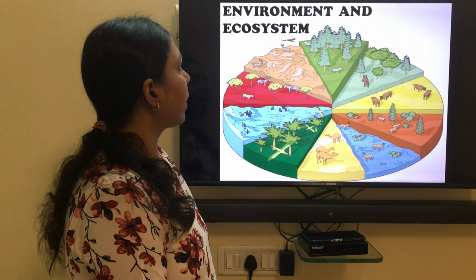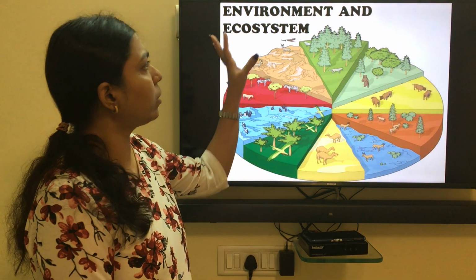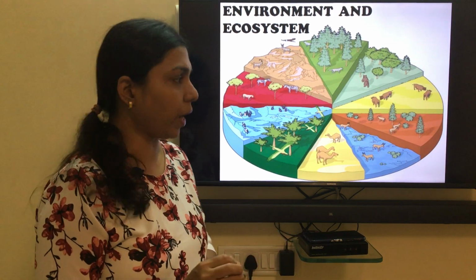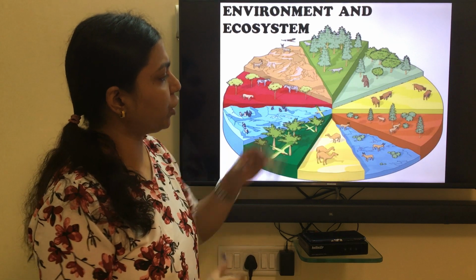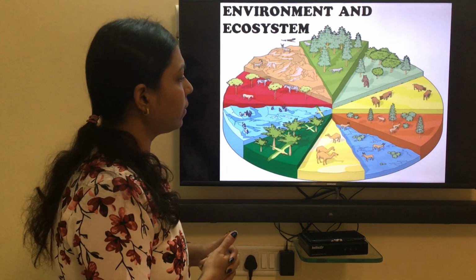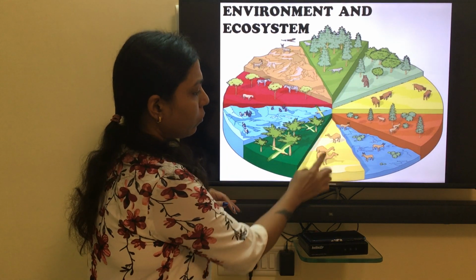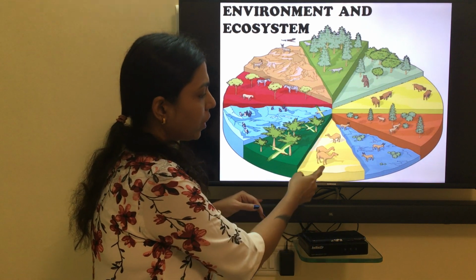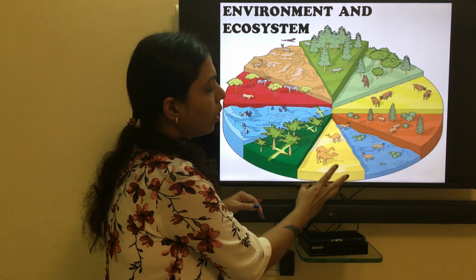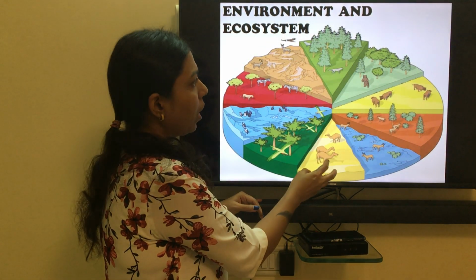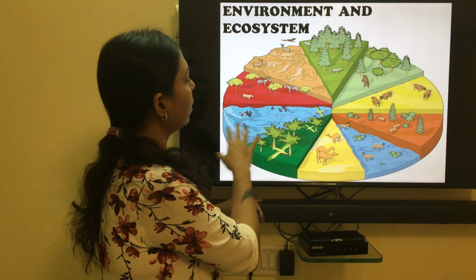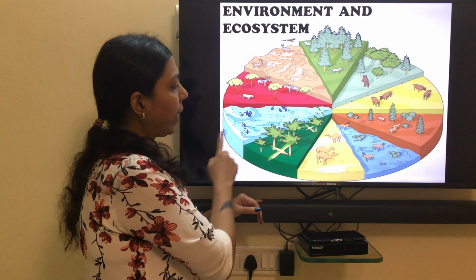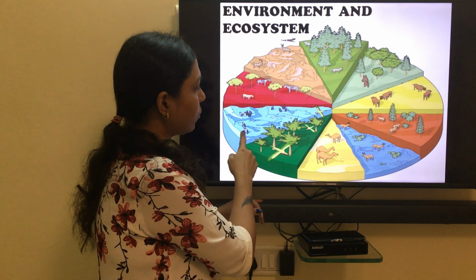The environment and the ecosystem. Now when we say ecosystem, we basically look at a very small picture. For example, this is a pie chart which is given over here. I can say that this part over here belongs to the desert ecosystem, where we have camels over here, we have sand which is shown over here. So this is a desert ecosystem. Now if I look at something over here, I can say this is the polar ecosystem, where you have ice which is shown, you have the penguins over here.